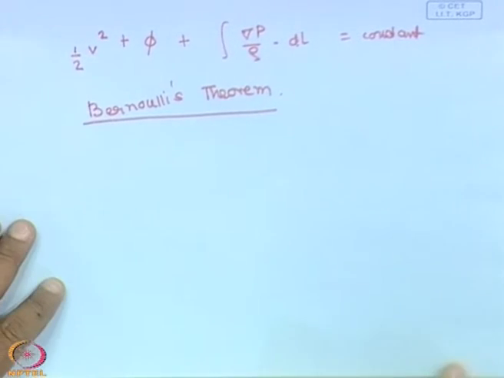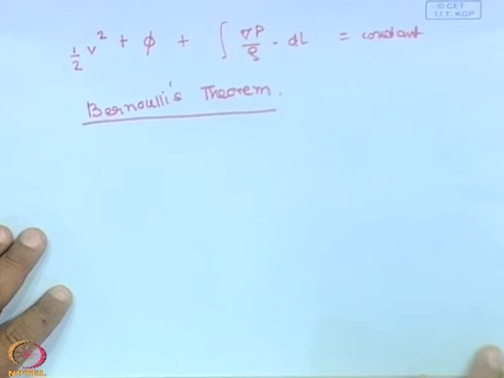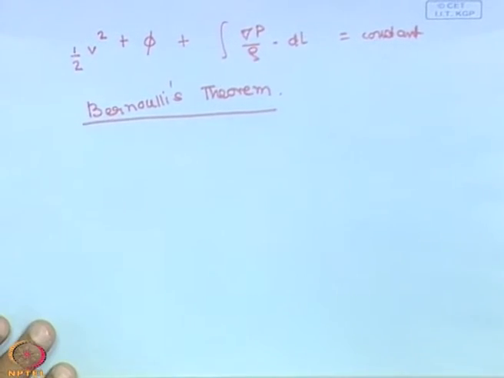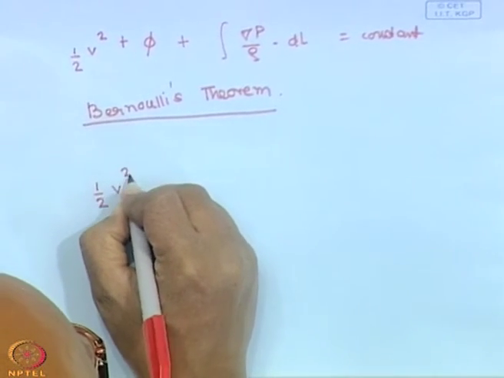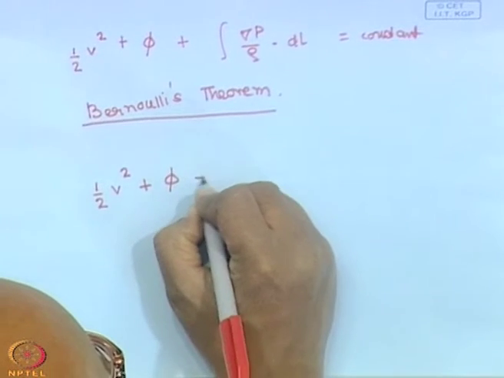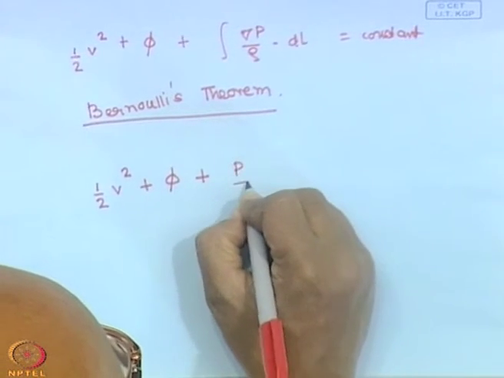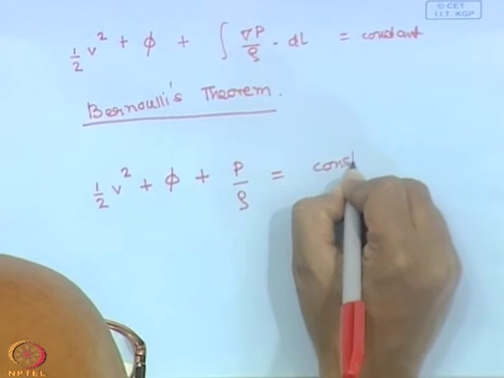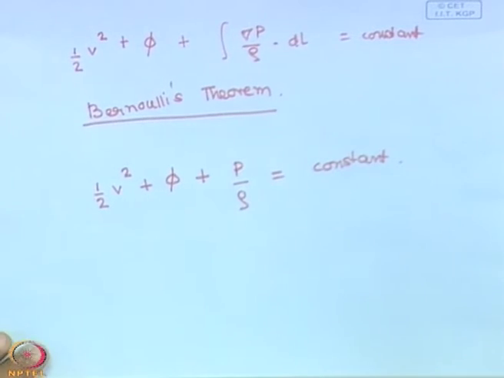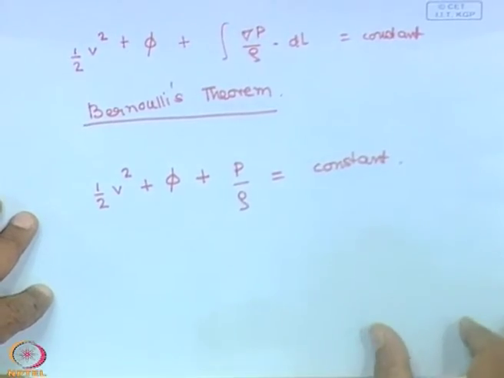And if your fluid happens to be incompressible, the density is the same throughout, then it simplifies even further. What it tells us is that half v square plus phi plus p by rho is a constant. Okay, which is Bernoulli's theorem. Let us work out one quick application of the Bernoulli's theorem before we end today's lecture.